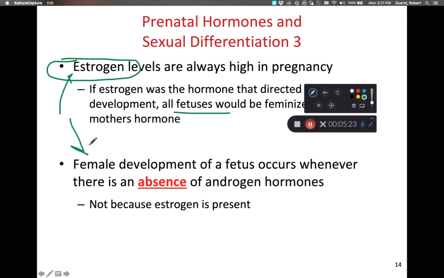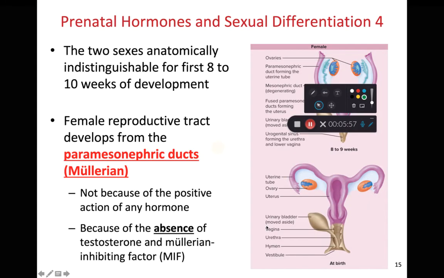We have female development when there's an absence of androgen hormones, or in the case of androgen insensitivity, the inability to respond to the androgen hormones. So females develop not because of estrogen, but because of a lack of testosterone and a lack of Mullerian inhibiting factor. Or another way to think about it is we're all female by default, and we only develop the male phenotype when exposed to the testosterone and Mullerian inhibiting factor.